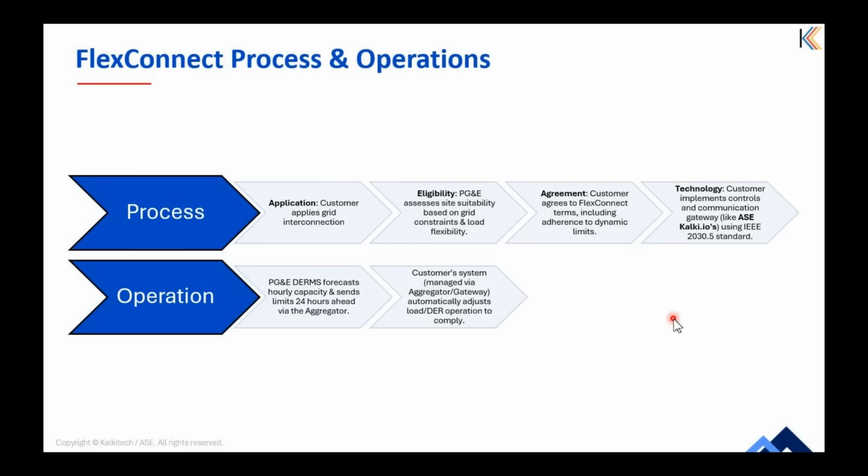So then the customer's energy management system, which is managed via aggregator or a gateway, automatically receives those hourly limits sent by the utility. The system internally adjusts the site load, perhaps by reducing the EV charging rates or managing other energy resources to ensure that the site operates within the prescribed limits, maintaining the grid stability. So, as you can see, it's a structured process, leveraging communication and control technology provided by ASC, enabling customers to connect faster, by becoming active participants in the grid management.